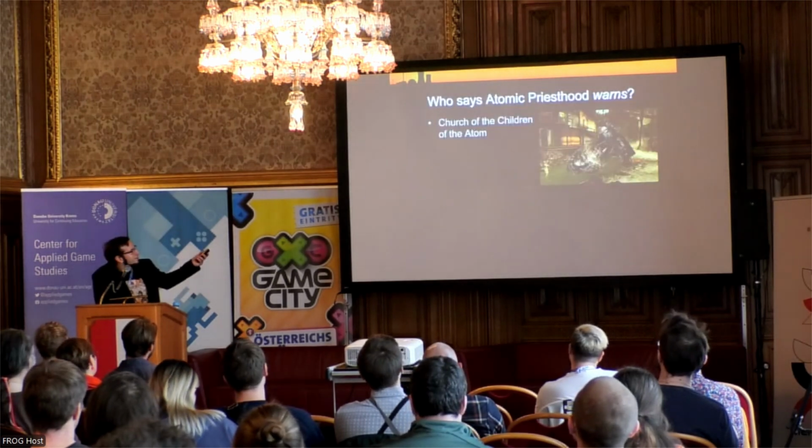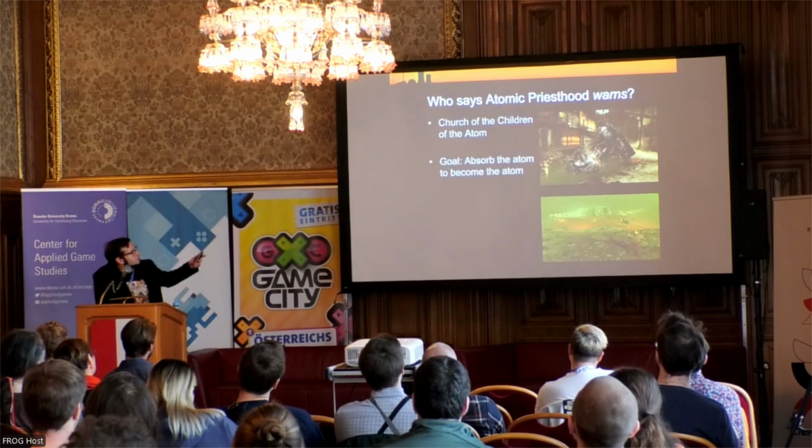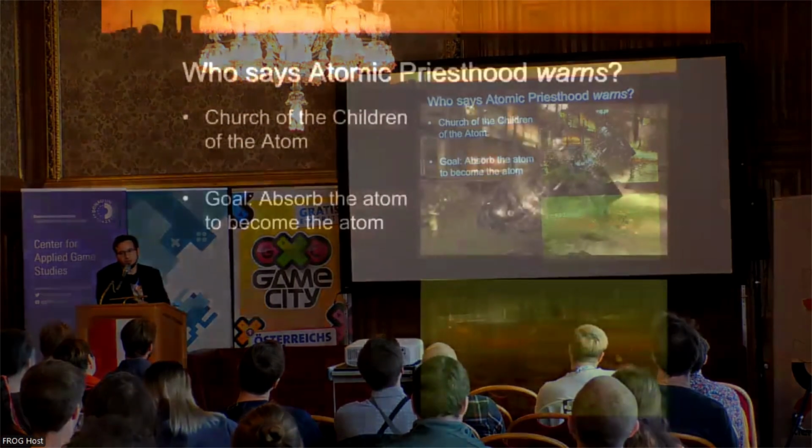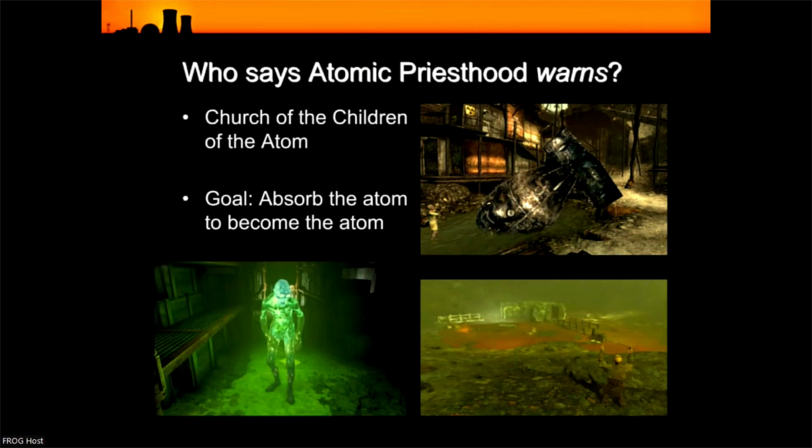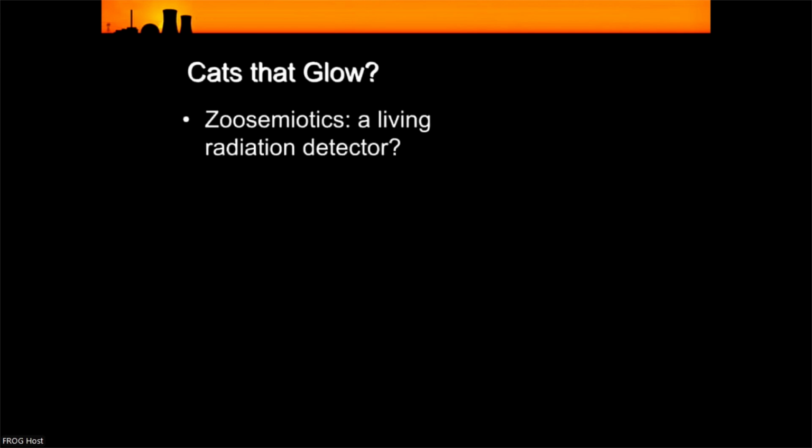There's also, I have to speed through this, I'm sorry, there's also the Church of the Children of the Atom, which you could say is also one of these priesthoods, but very, very perverted, because they don't seek to get this knowledge away or get the people away from the atom. They seek to become the atom. They want to get these glowing ones. They just want to go into the sludge and become the atom, yeah.